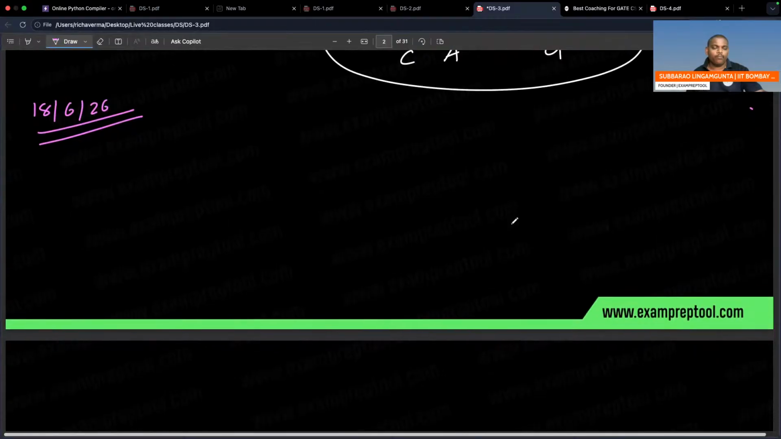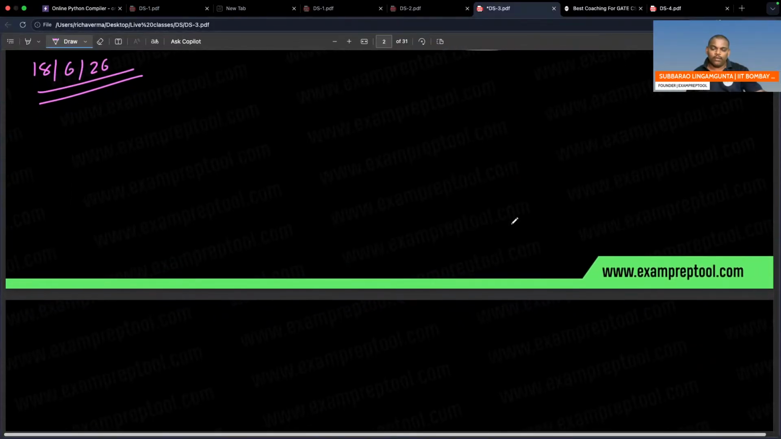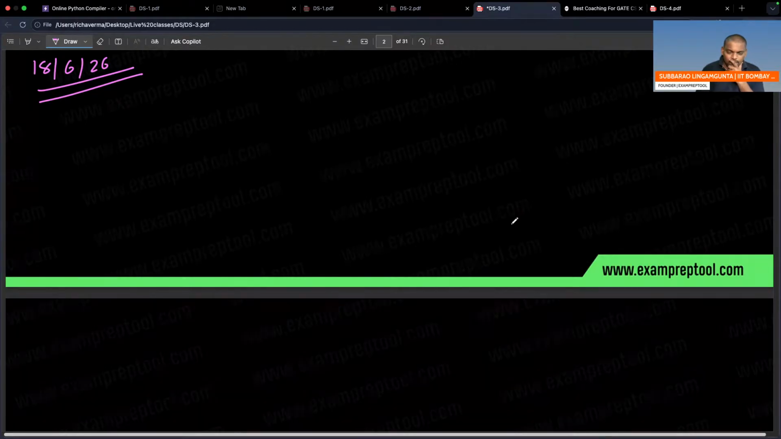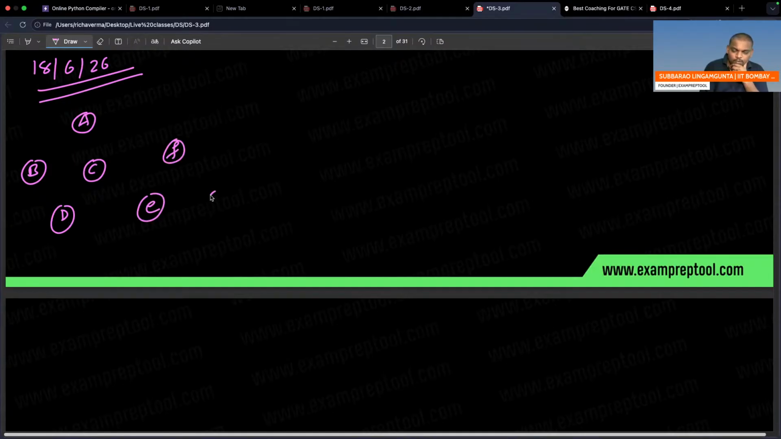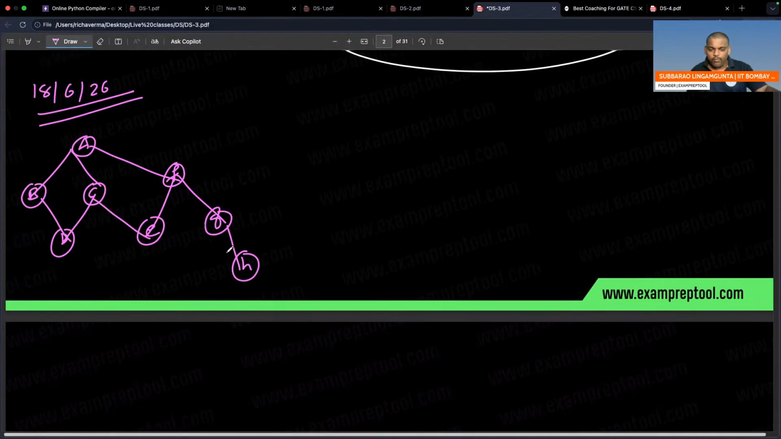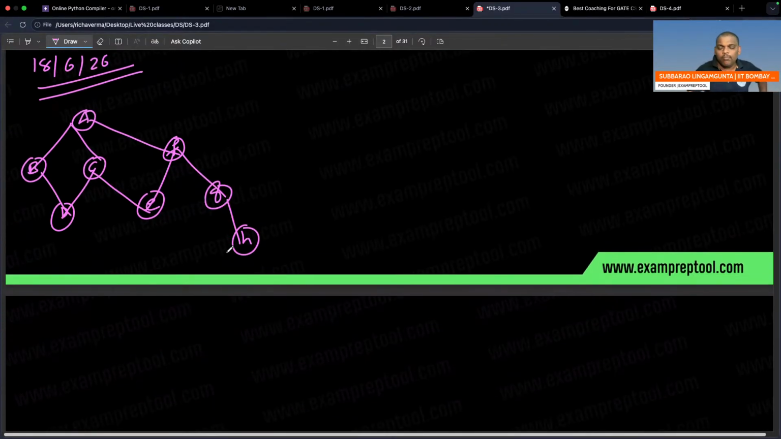Let's try one more problem for BFT. Right? Let me try. A, B, C, D, E, F, G, and H. So this is the graph. Be careful, everyone. With this problem, you should get a clear clarity of BFT.